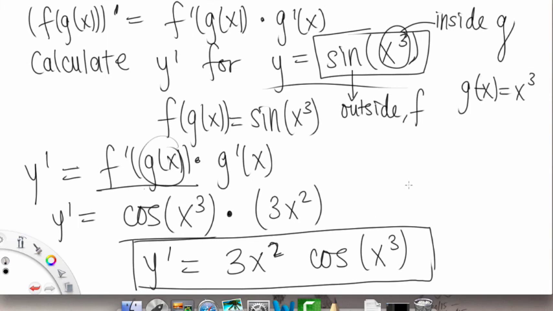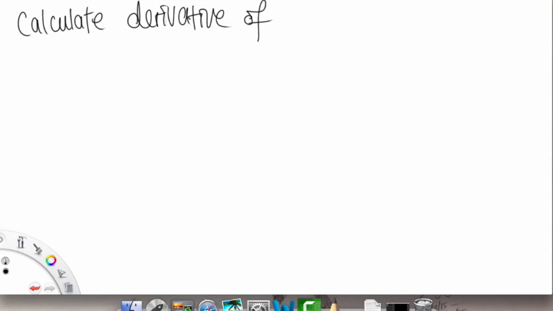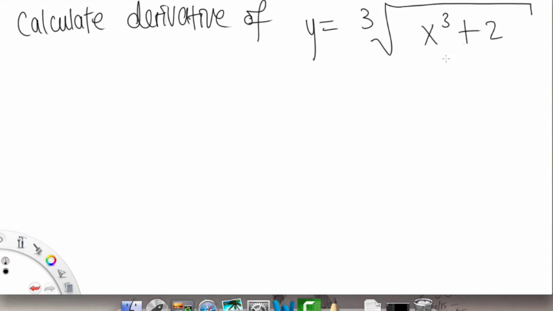Alright, let's do another example of the chain rule. So we're going to calculate the derivative of y is equal to the cube root of x to the third plus 2. Okay, so this one, half of applying the chain rule is first of all figuring out what is our outside function and then what is our inside function. And then you can just basically apply the formula.